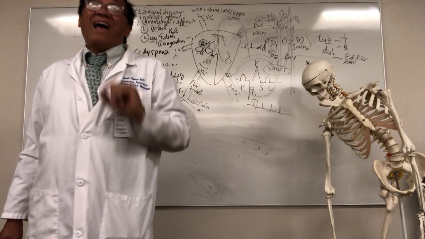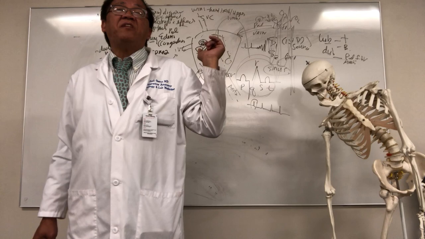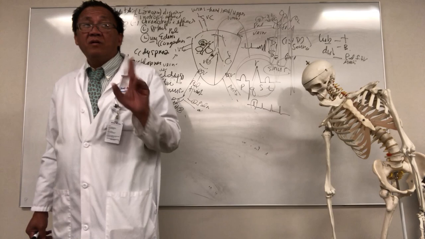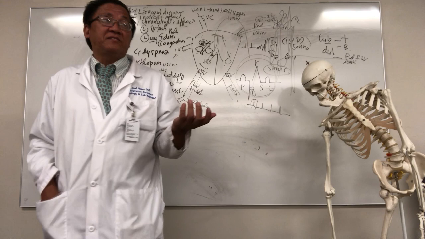The answer is simple. By slowing the heart rate from 150 to 80 by giving digitalis, you decrease the demand of oxygen for the myocardium. You decrease the demand for what? The myocardial oxygen demand decreases when you slow down the heart rate. That's very important. That will definitely come out in the nursing board exam.